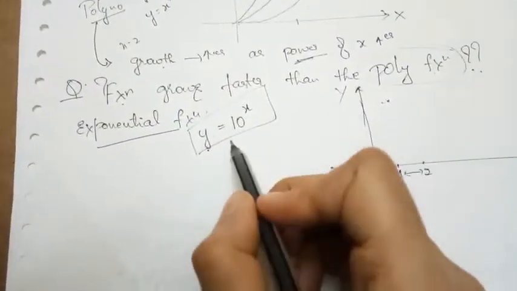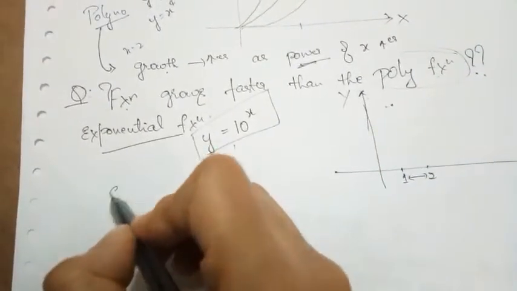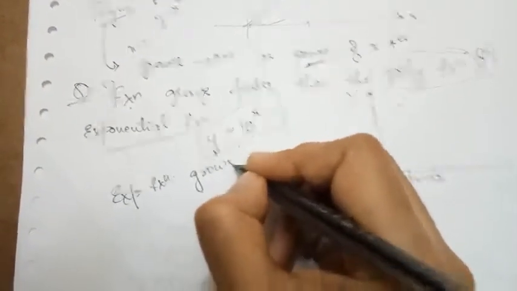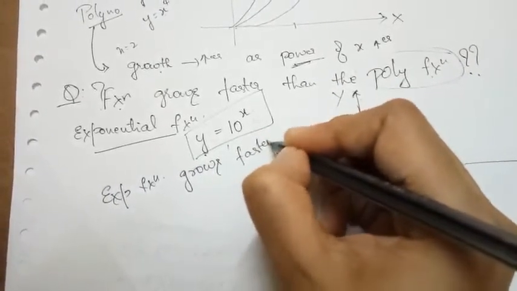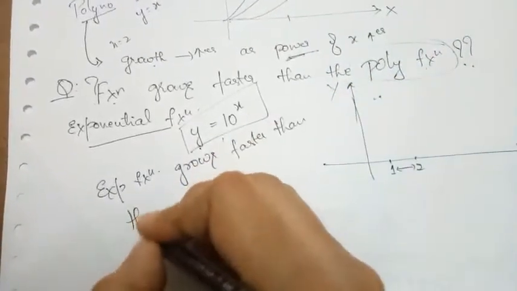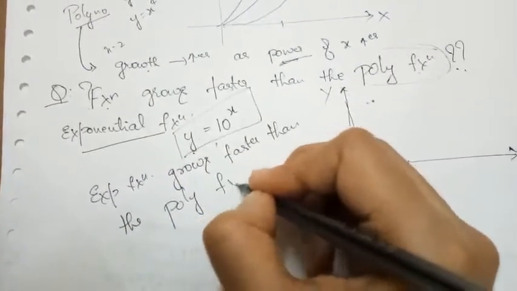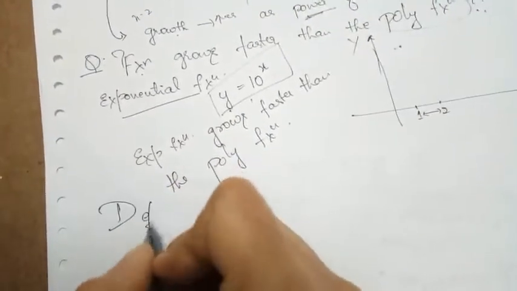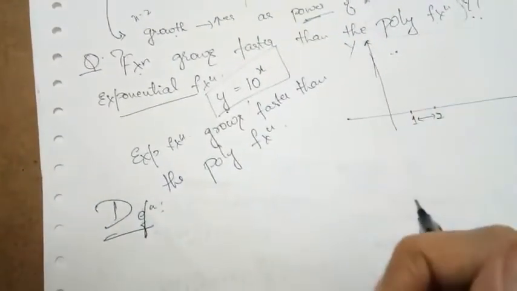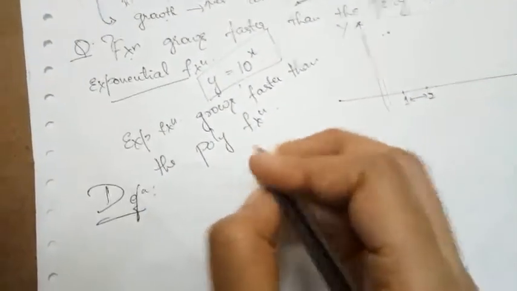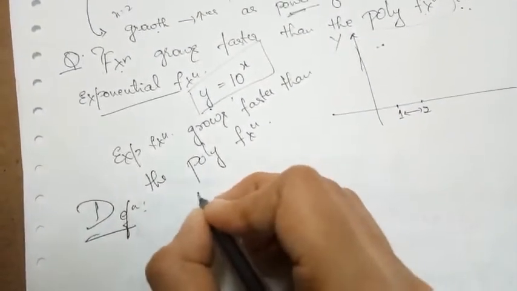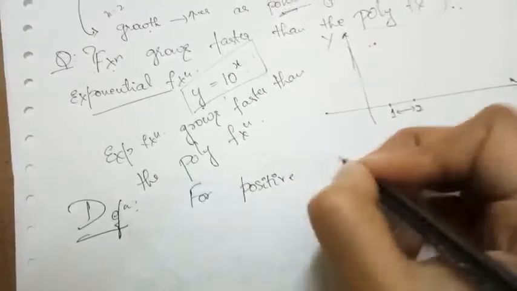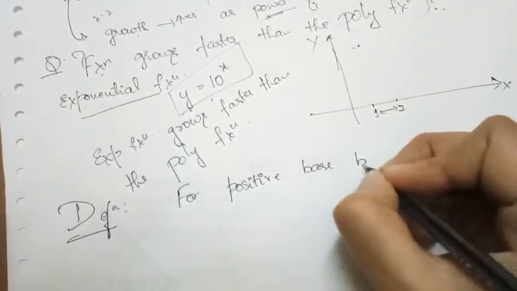By looking at the function itself, we can say that the exponential function grows faster than the polynomial function. So now if I consider the definition, what is the exponential function? A proper definition means we can say that an exponential function has a positive base, that is, b should be greater than 1.